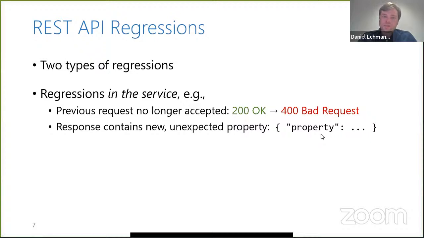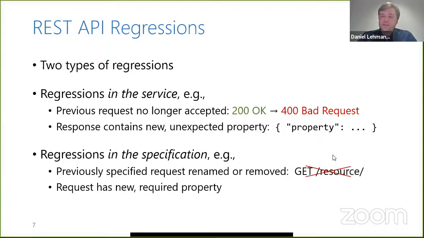A second type of regression is regressions in the specification. The idea here is not that the service stops working, but that by an update of the specification, third-party developers are hindered in implementing this new specification, or that some feature of the specification is removed. One example could be that an endpoint or a particular request type is removed from the specification, and then developers can no longer write a client with the features that they had previously in mind. Another type of specification regression is if a request in the specification now requires a property that was previously optional, and then new clients are maybe unable to provide this required property.